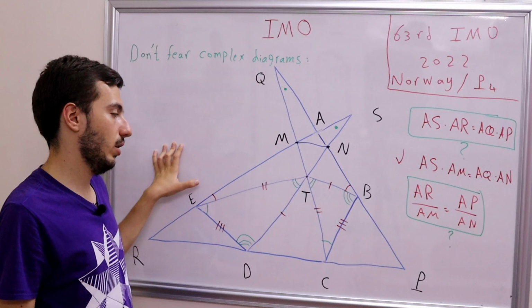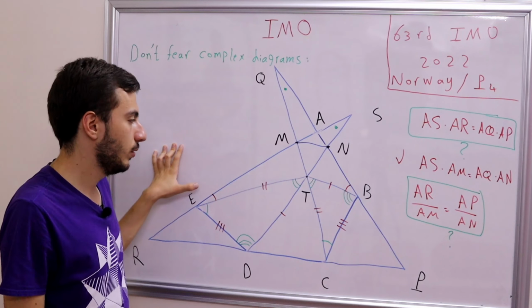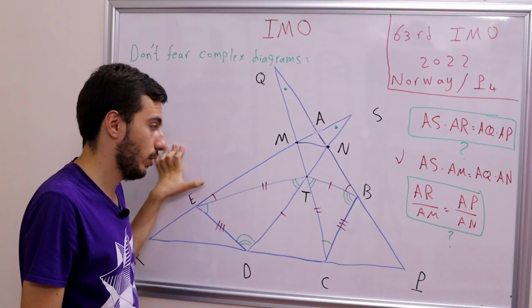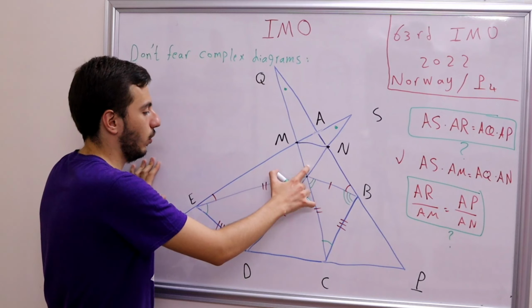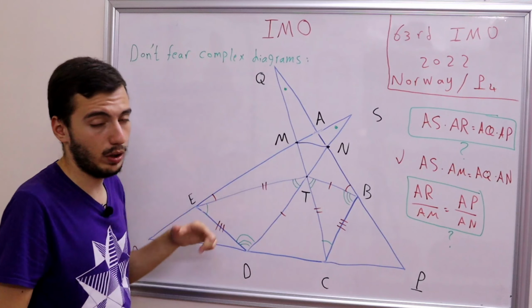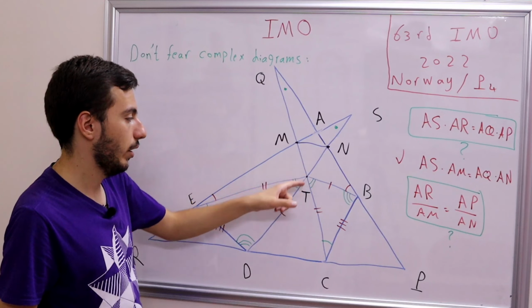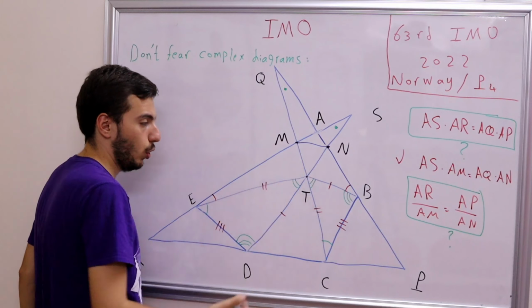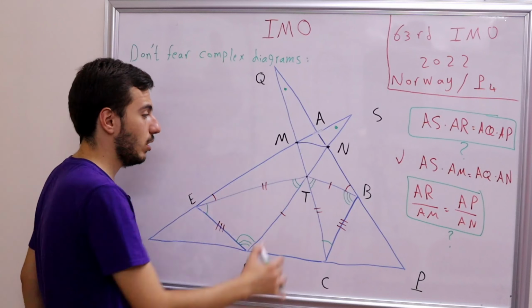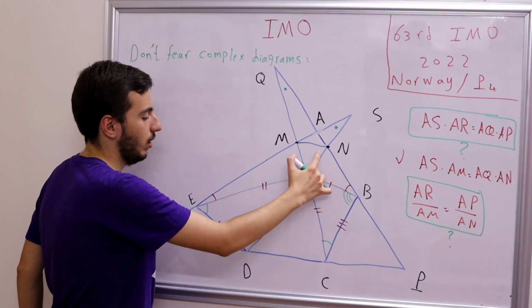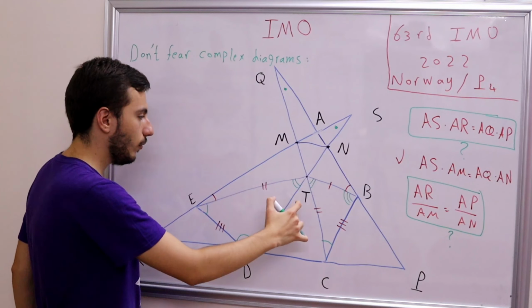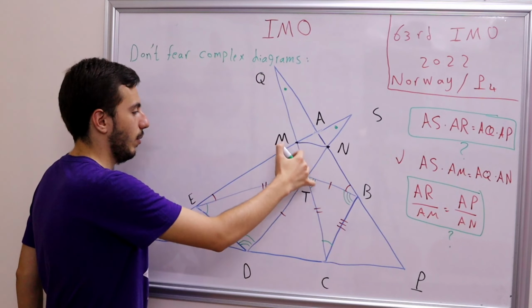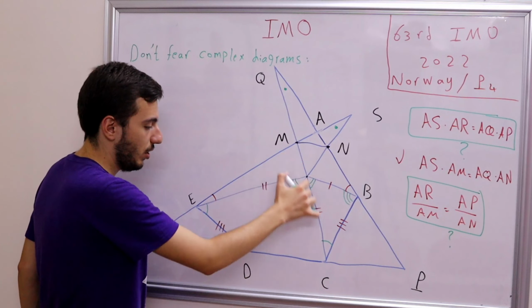So if we can show that these two are similar, we'll be done. So how do we show that they are both similar? Well, this angle is the same as this angle, clearly, because they are correspondents. They're sharing the same vertex. And to show that these two are similar triangles, we just need to show that TM over TN is the same as TC over TD.